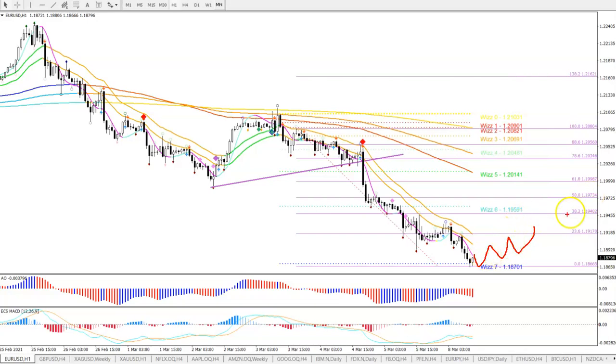But I think a triangle or bear flag makes more sense in this context. Up to the 23 or 38.6 fib at 119.17 or 119.50. There I expect a bearish bounce, breakout of the flag, and a continuation lower. 50 fib is possible as well.